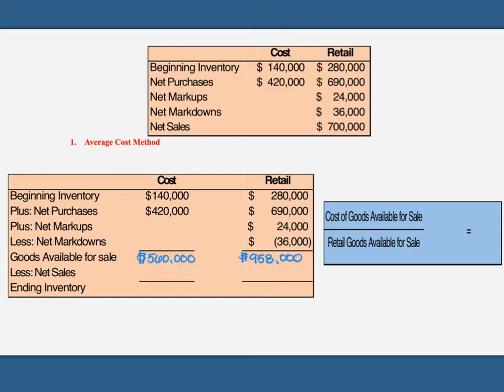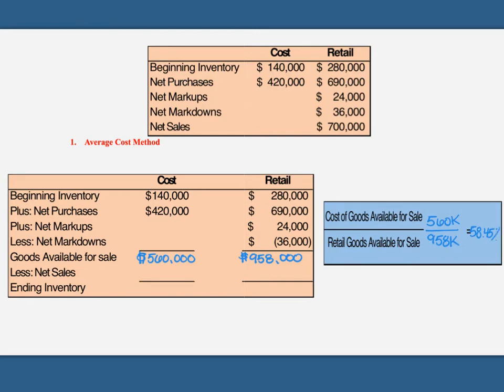So under the average cost method, what we do to solve for ending inventory is we take the ratio of cost of goods available for sale divided by retail goods available for sale. So let's go ahead and find that percentage. So it's going to be this 560,000 divided by 958,000. We plug that in, and we get 58.45%.